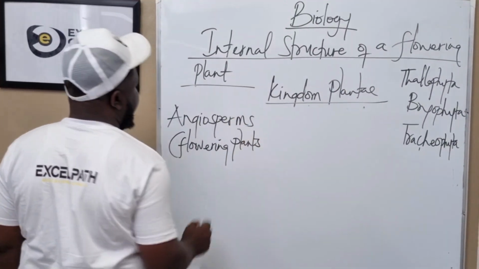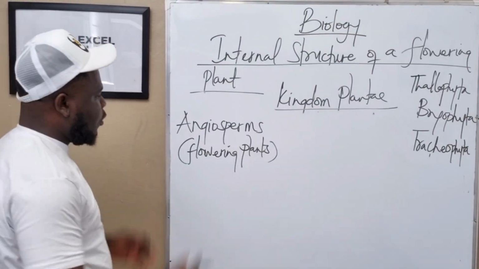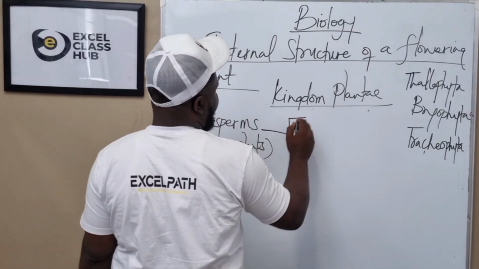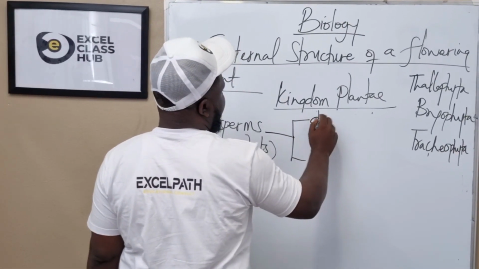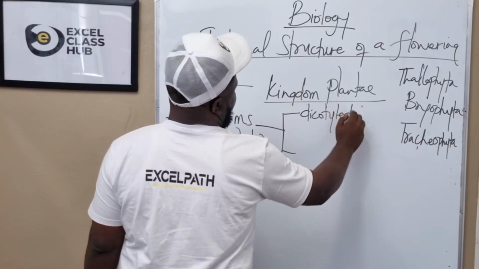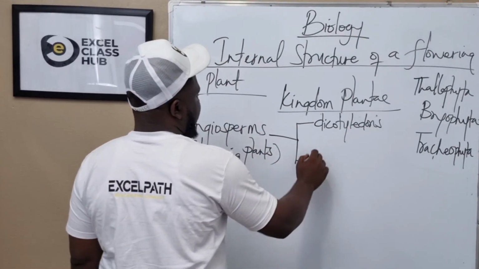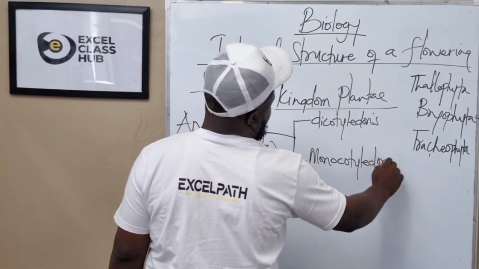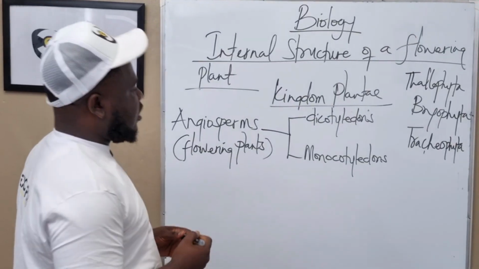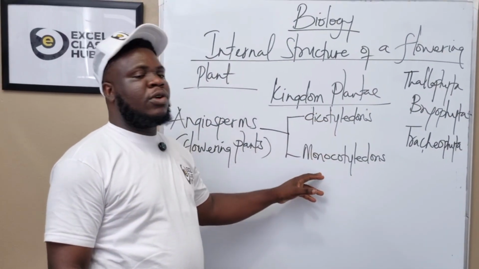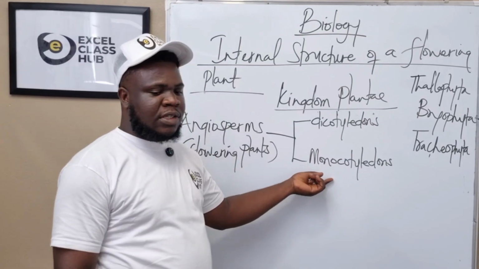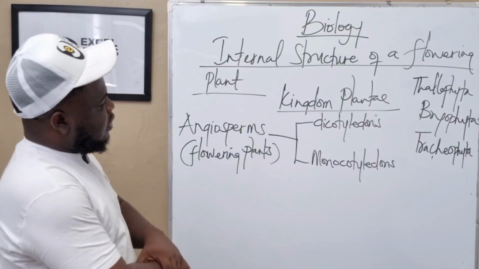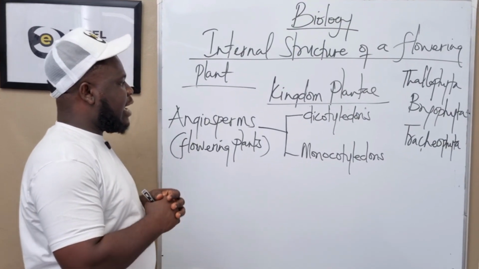Another name for flowering plants is angiosperms, the most advanced category of plants. These angiosperms are further divided into two: the dicotyledons, which are the more primitive, and the monocotyledons. Dicotyledons are more primitive than monocotyledons, while monocotyledons are more advanced than dicotyledons.